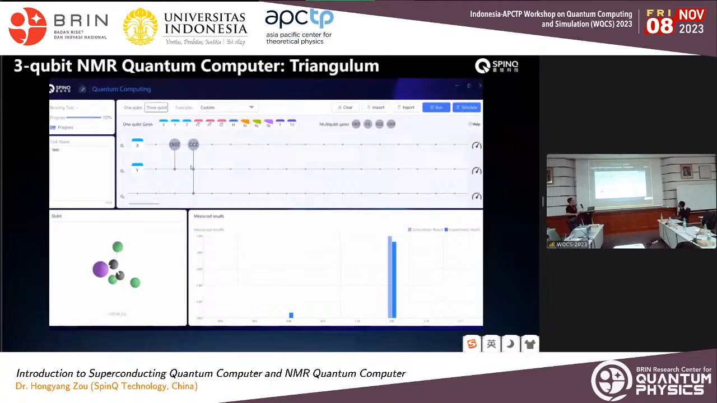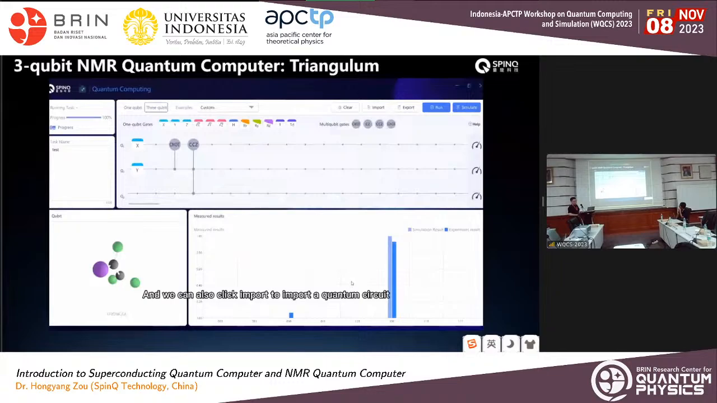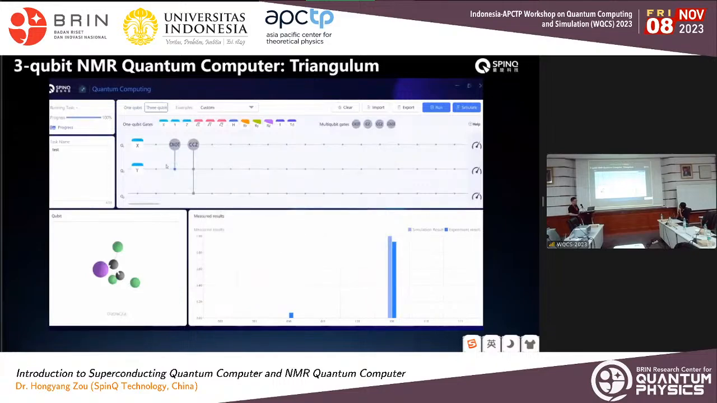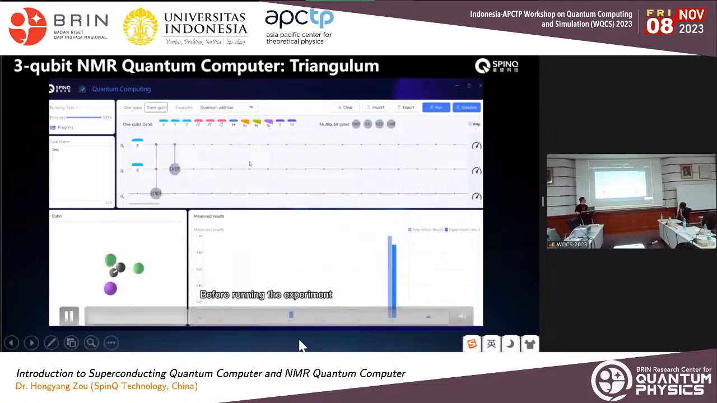After we build the quantum circuit, if we want to save this circuit, we can click Export to save it as a .txt file. And we can also click Import to import the quantum circuit. Besides, if we want to remove all the gates from the circuit, we can click Clear to delete all gates on the quantum circuit. Before running the experiment, you can name the current experiment as the task name on the left.